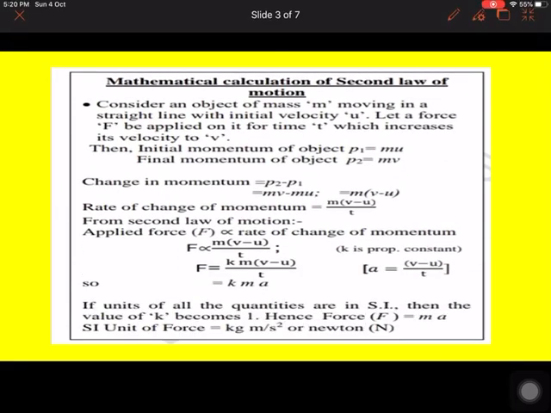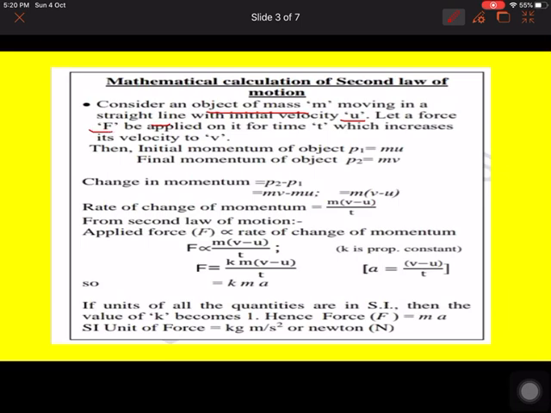Next is the mathematical derivation of the second law of motion. We have to consider an object of mass m moving in a straight line with initial velocity u. Let's say force F is applied on it for time t, which increases its velocity to v. So the initial momentum will be mu and the final will be mv. Change in momentum is p2 minus p1, that means final momentum minus initial. Rate of change of momentum is always taken with reference to time, so it is m(v minus u) upon t.